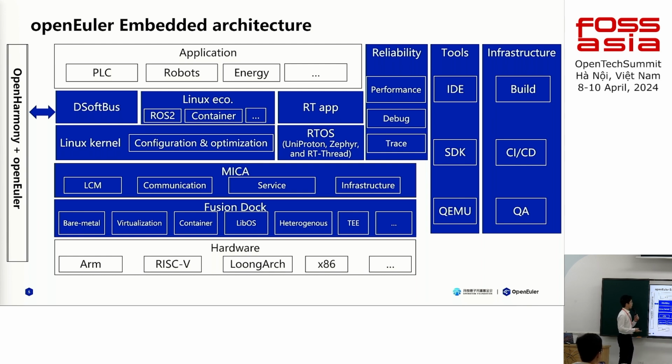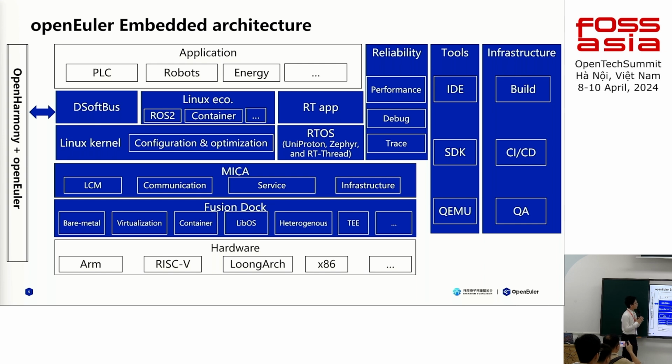For the Linux kernel, we have configuration and optimization for different scenarios. And above Linux, we have many different kinds of interesting features. And for the RTOS, we don't have a best-for-all option. So we support different kinds of RTOS. Firstly, the Uniproton, which is a very interesting RTOS, also from the openEuler community. And we have Zephyr, which is a well-known operating system worldwide, and RT-Thread, a very popular RTOS in China.